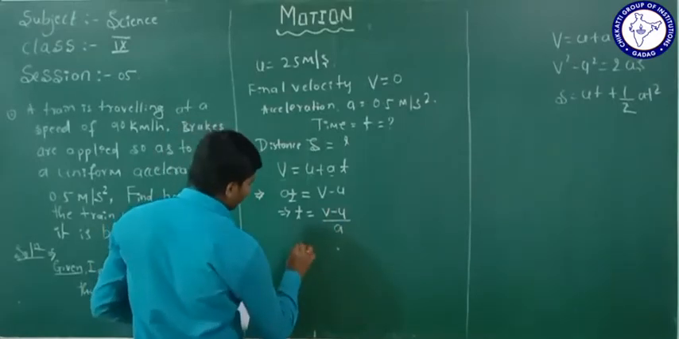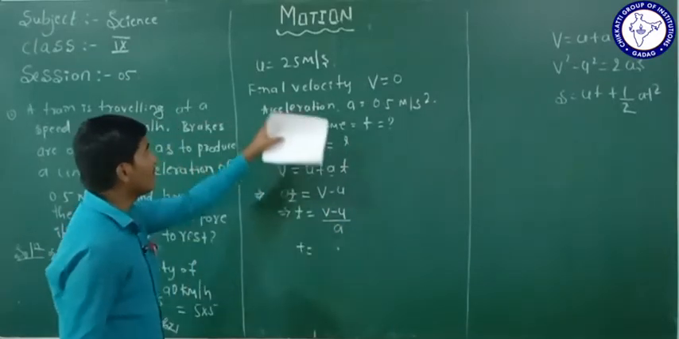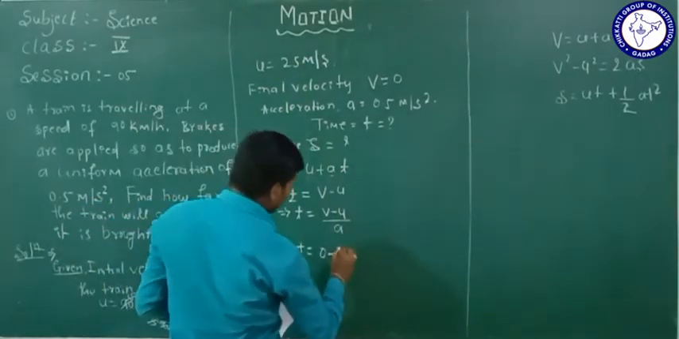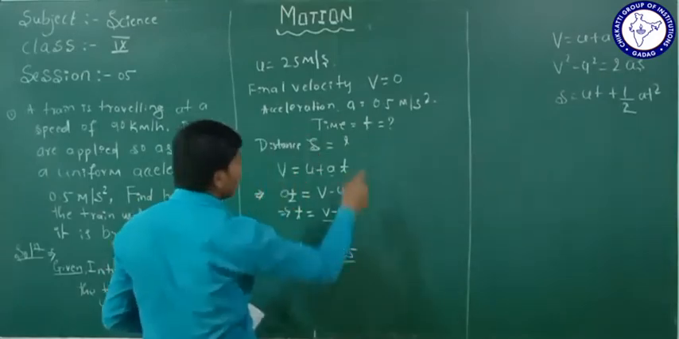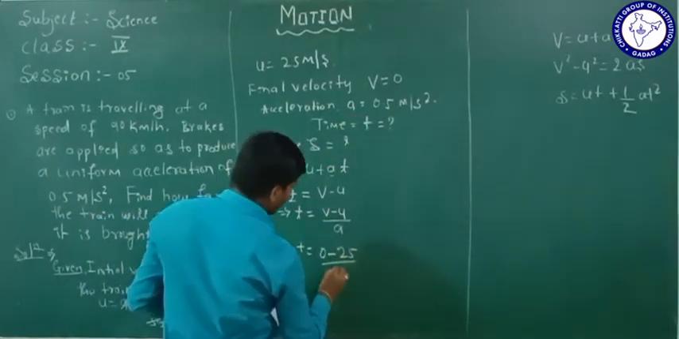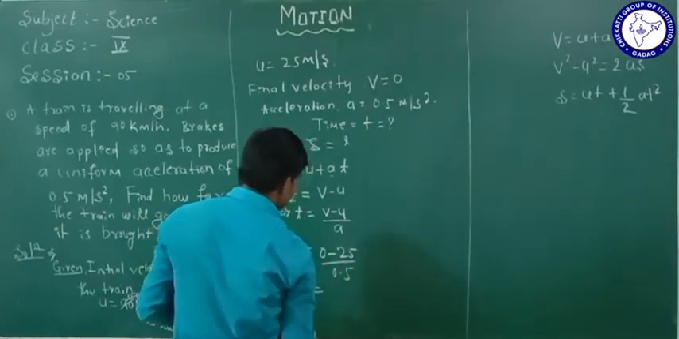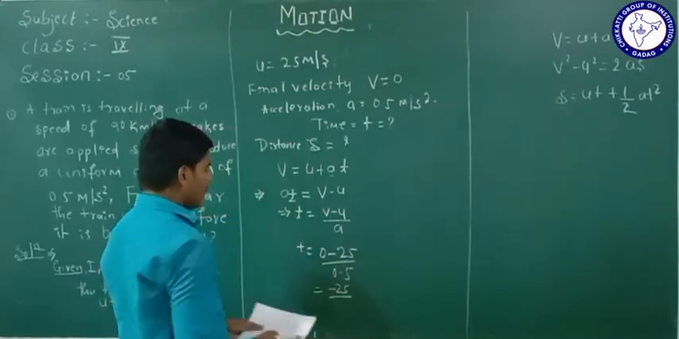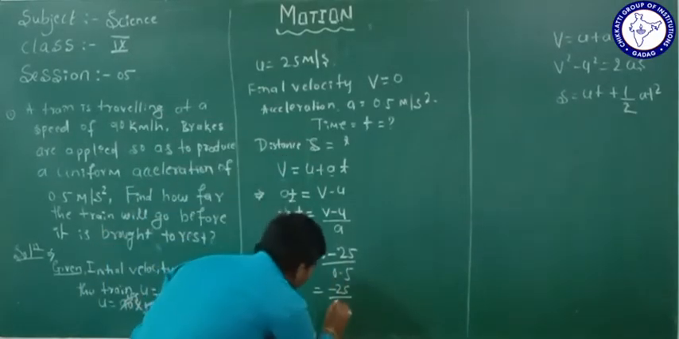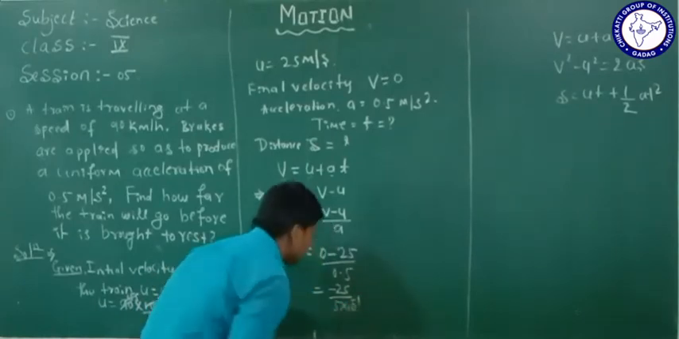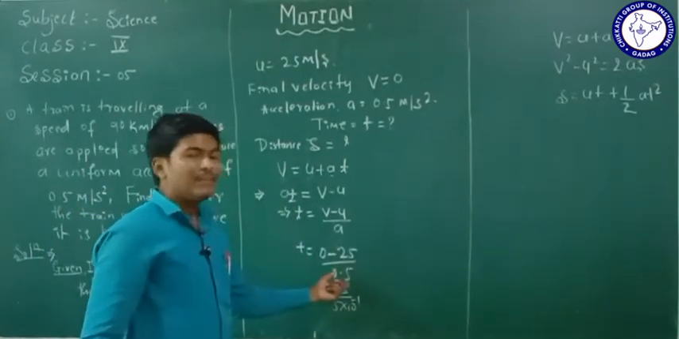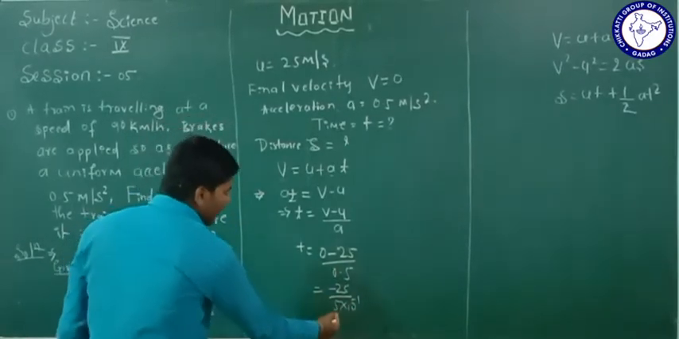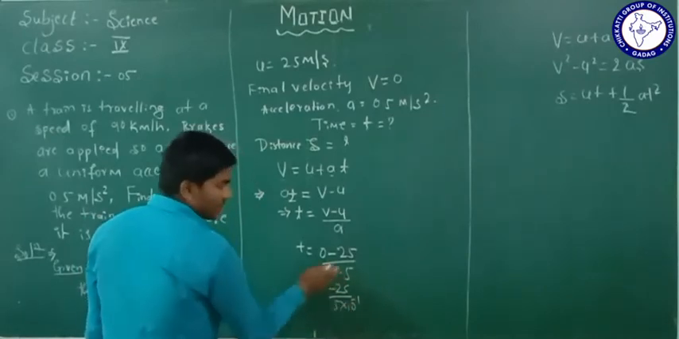So now we have to put the values. t is equal to, what is the value of v here, 0 minus u, what is the value of u, 25 meter per second, divided by, what is the value of a, 0.5. That is equal to minus 25 divided by, I am going to take that 0.5 as 5 into 10 raised to minus 1, because 0.5 can be written as 5 into 10 raised to minus 1.